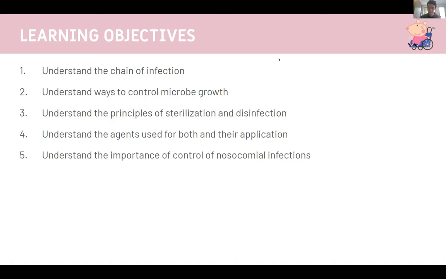So now looking at ways for us to actually control microbe growth. The learning objectives are to understand the chain of infection, ways to control microbe growth, the principles of sterilization and disinfection, agents for both, and the application and importance of controlling nosocomial infections, which is just another word for hospital acquired infections. So this is a pretty chill topic, and we'll get straight into it.